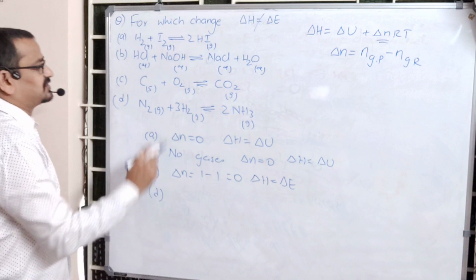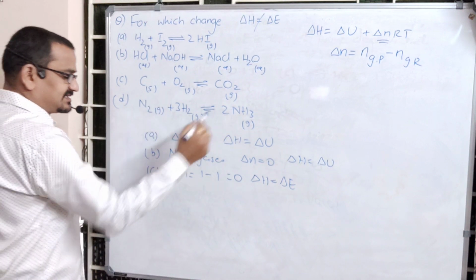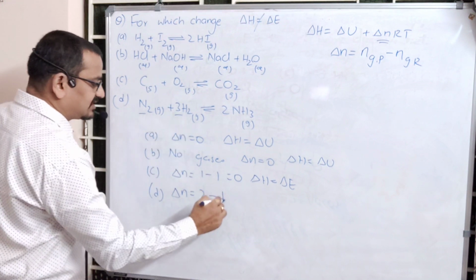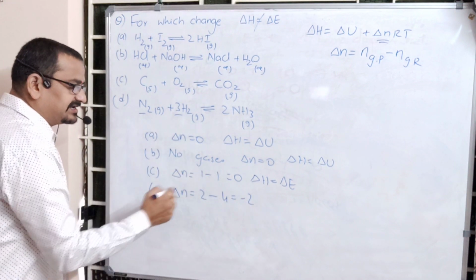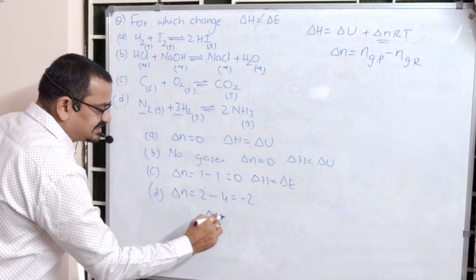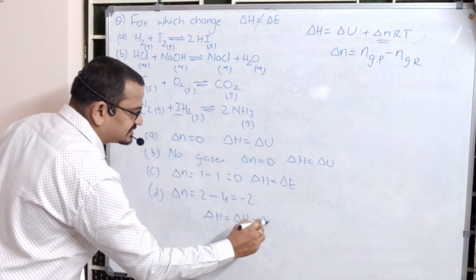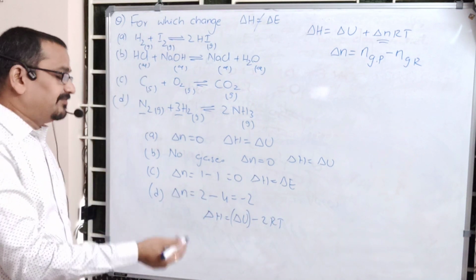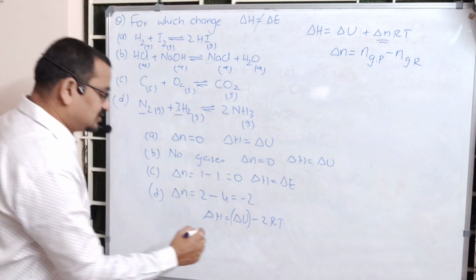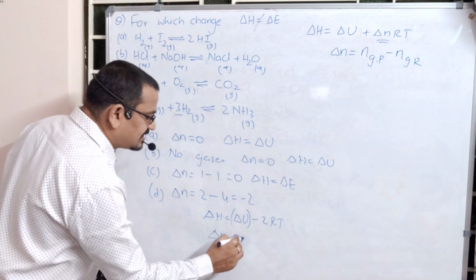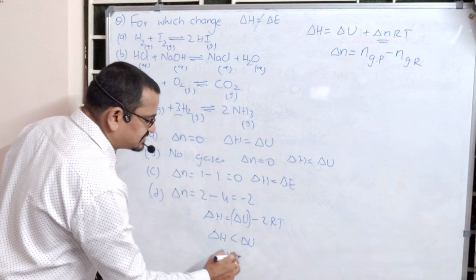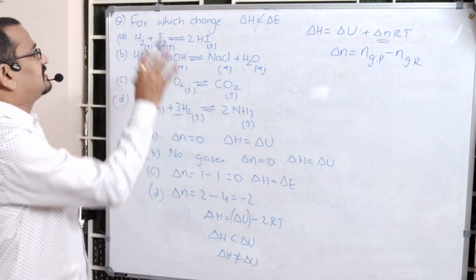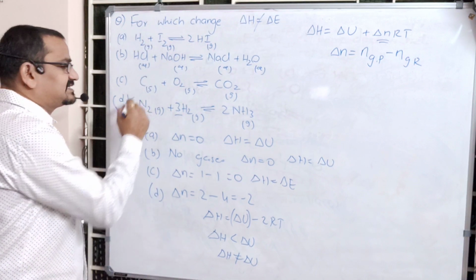And in the fourth option, all are gases. The number of moles of gaseous products is 2 and the number of moles of gaseous reactants is 4, so delta n is minus 2. For this case, delta H equals delta U minus 2RT, meaning delta U minus something will give a value less than delta U. So delta H will be less than delta U, which means delta H is not equal to delta U. So this is the option which is suitable for the given question, right? So it is the fourth option.